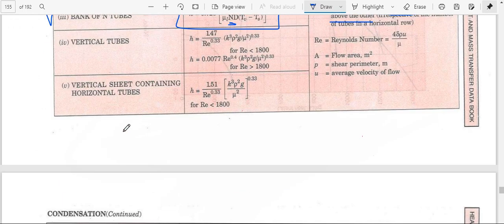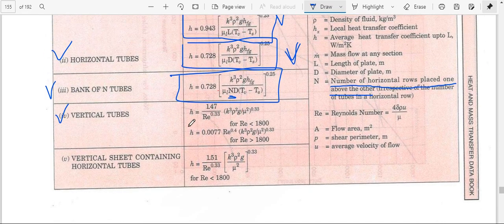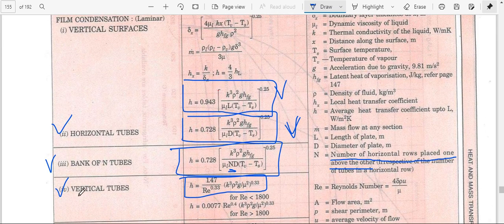Now coming to the fourth one, vertical tubes. In any problem given in the examinations, we have to use this formula for vertical tubes, H equal to. Most of the problems we have to calculate in the case of vertical tubes.